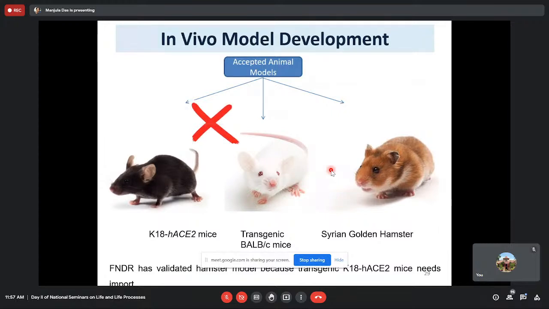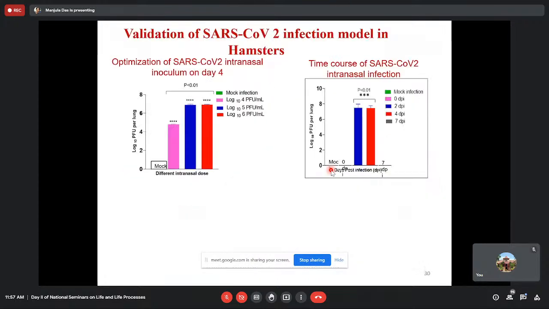I will quickly go to the in vivo models. There are two mice models available, but we had to import them. That's why we used the Syrian golden hamster as our in vivo model, and we standardized the infection.